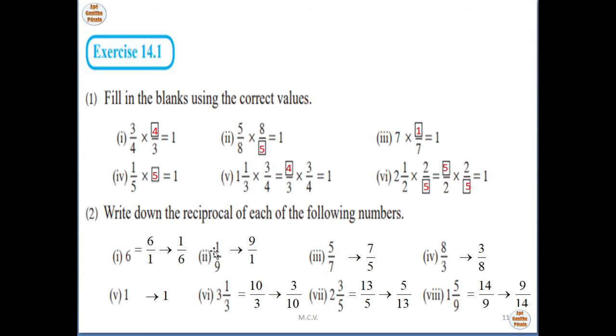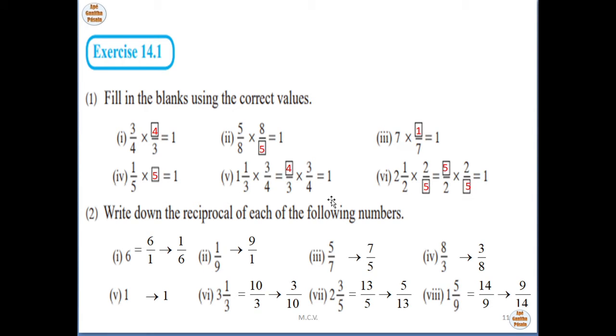Look at the fourth one. 1 over 5. The reciprocal of a unit fraction is a whole number. Then 1 over 5 into 5 is 1. The blank should be 5. Then there's a mixed number, 1 and 1 over 3. 3 multiplied by 1, 3. 3 plus 1, 4. Then that should be 4 over 3.